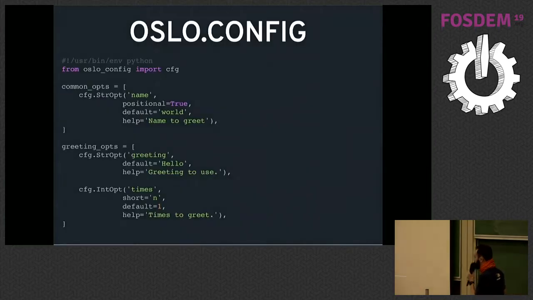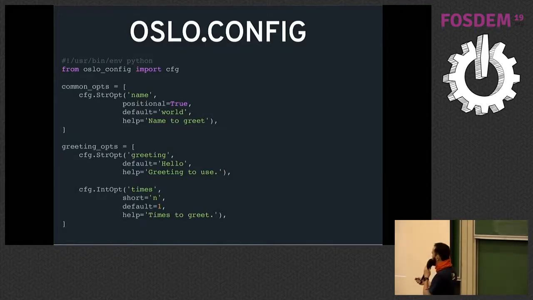And now I'll show an example. From oslo.config, I'm importing my config module. And I have some common options and the greeting options. In my example, I will build a hello world, but it will be configurable in different ways. So I have the name, which is the name to greet. The default is world, so it will print hello world at first. And the greeting, the default is hello, is the greeting to be used.